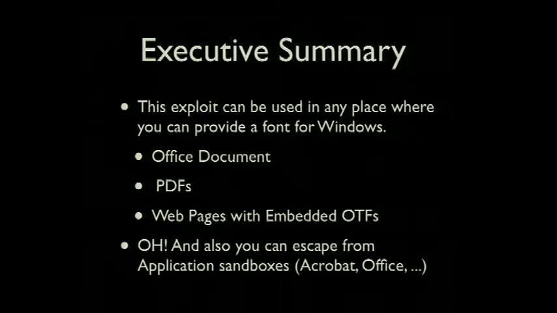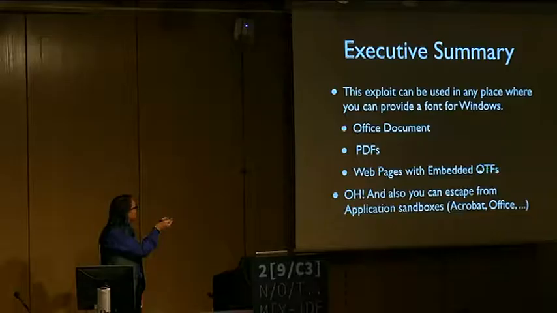So anyway, since it's an embedded font, since it's actually in the font rendering engine in the kernel, the exploit works anywhere you can put a font in Windows. So all Office documents, all PDF documents, all web pages with embedded OpenType font. There were EOT fonts, actually. But yeah, this is what's actually being used by the Blackhole exploit kit and so forth these days. And the other thing is, since it takes place up in the kernel and not in user space, you can escape from user space sandboxes around Office and Adobe Acrobat and stuff.